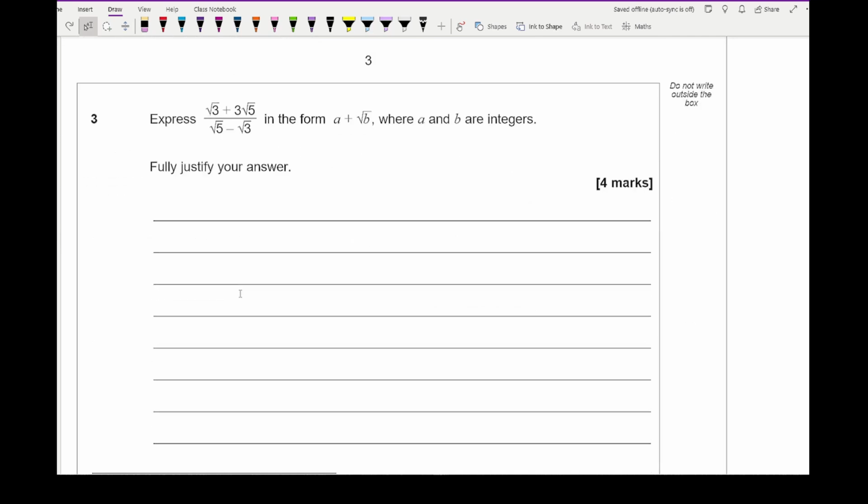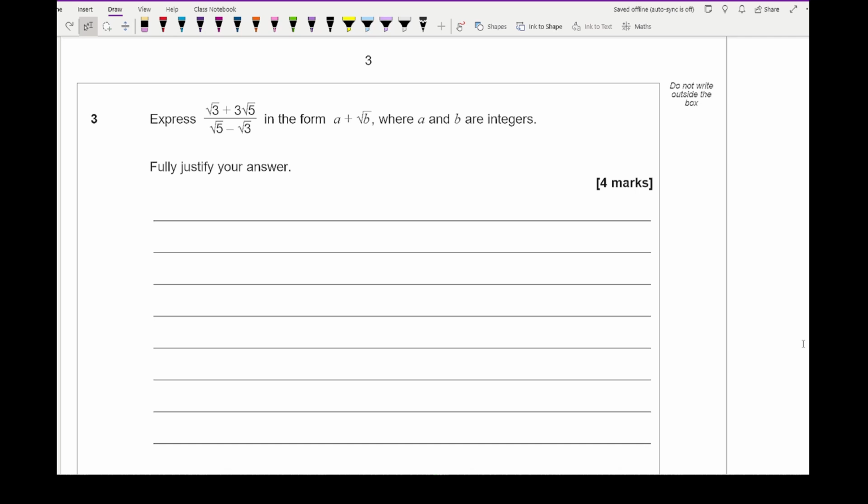Moving on to question 3, it says express (root 3 plus 3 root 5) over (root 5 minus root 3) in the form a plus root b, where a and b are integers, and we need to fully justify our answer. Although you can type this straight into your calculator and it'll give you what the answer should look like, we need to make sure that we show our full working out.